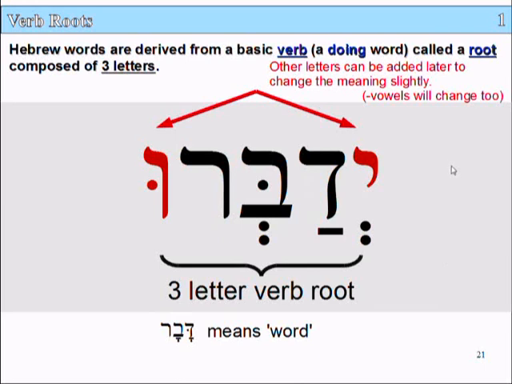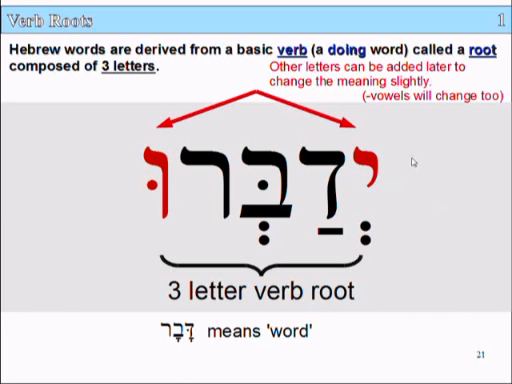Other letters can be added to the basic 3-letter verb root, and you'll see this on almost every sentence and every word. There will be letters added to the front and the back and sometimes in the middle that will change its meaning slightly, either from the past tense or future tense, or he said or she said, they said, changing the pronouns and so forth. So we see something very similar in English.